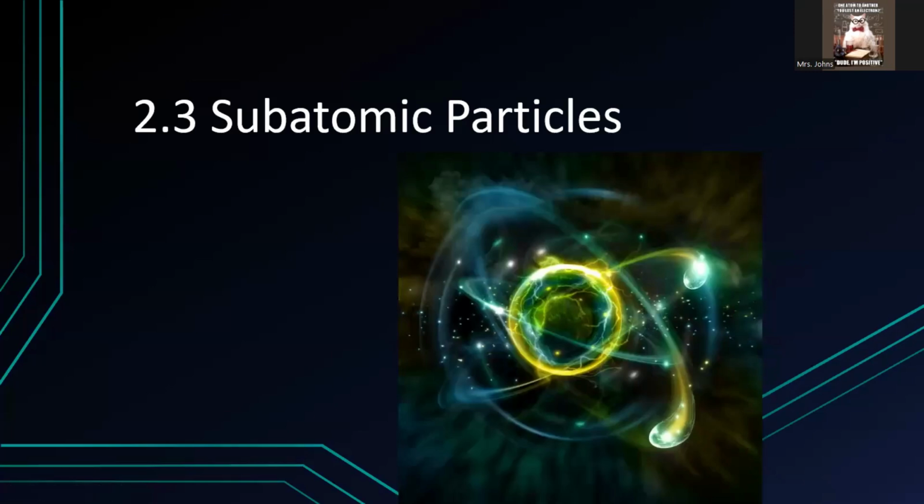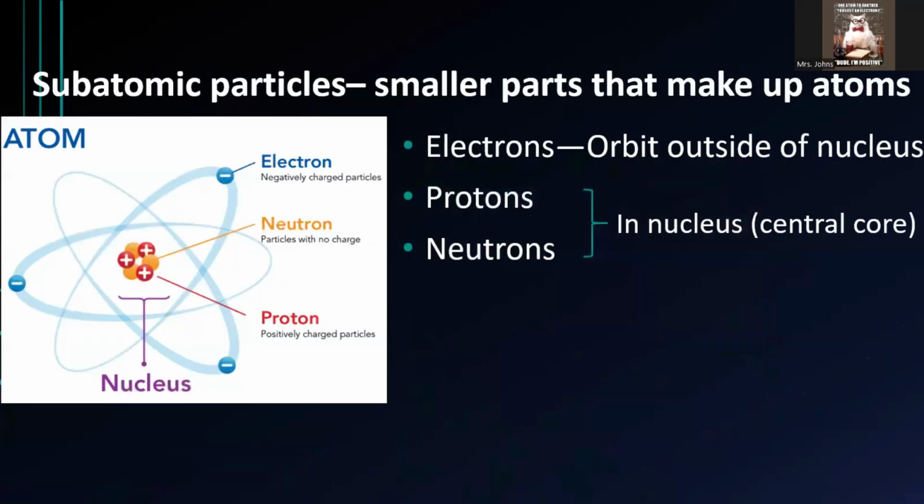Hello, today we're going to talk about section 2.3, subatomic particles. Subatomic particles are simply the smaller parts that make up atoms. So we have the electrons that orbit the outside of the nucleus, and then we have the inner central nucleus made up of protons and neutrons.